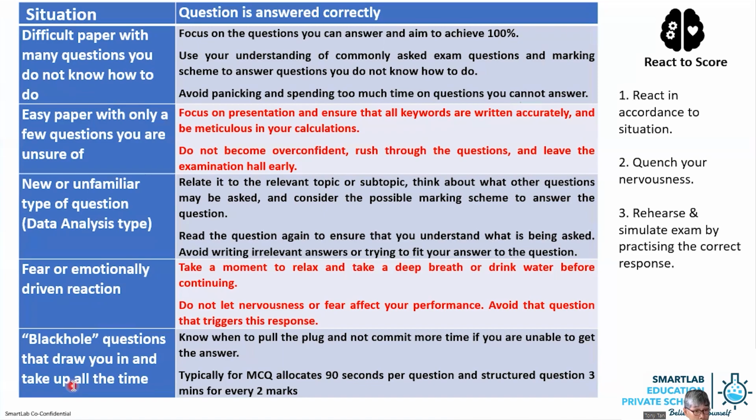Black hole questions, you typically do last. And you need to be able to see through it, whether there's any shortcut. Okay? So these are some of the common scenarios you need to take a look at.